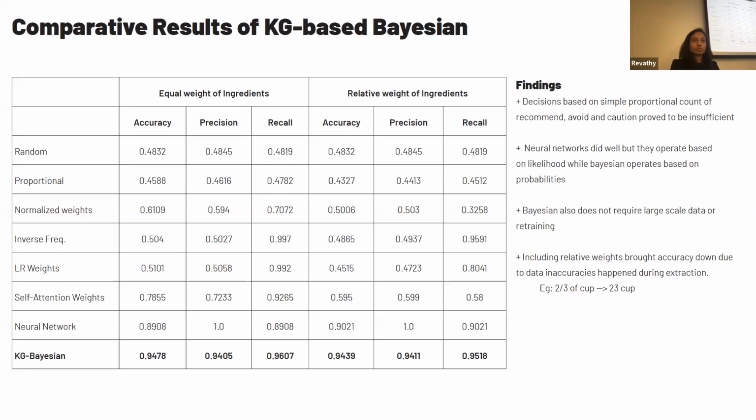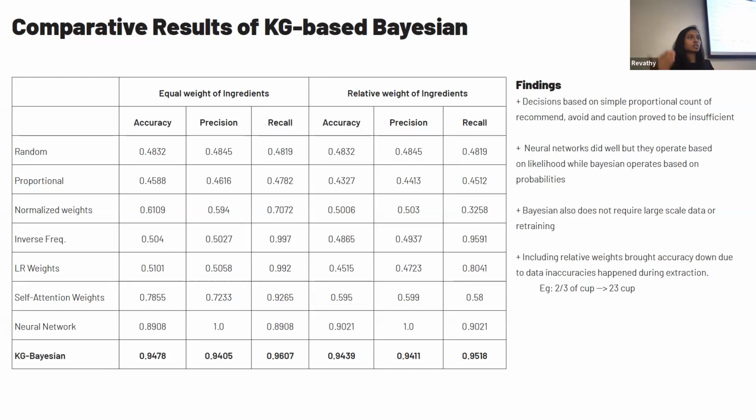The overall findings were as follows. If we simply try to count the number of times recommend appears, the number of times avoid or caution appears, and make a decision accordingly, it was not working as well. So that's the second row. And when we try to introduce some sort of weights to each of these paths, how does that work? So that is the normalized weights, inverse frequency, logistic regression weights, and self-attention weights. Here also, we did not get satisfactory results.